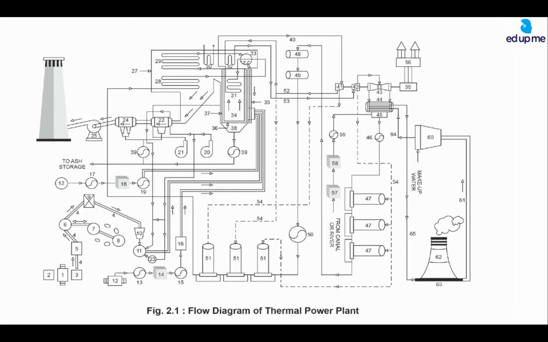The PA fan is run by a 1250 kW induction motor. I am talking about a 210 megawatt power plant. For a higher power plant, the megawatt rating of the PA fan motor would be different. But they are large motors, that's what I mean. And 21 is the forced draft fan. It sucks air from the atmosphere, pressurizes it, and it is made hot in the air preheater so that efficiency is more.